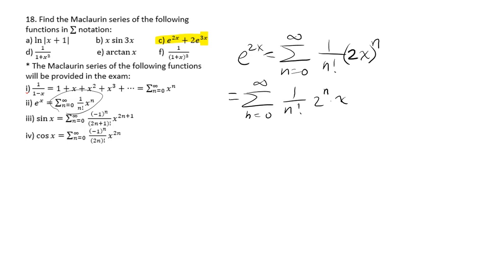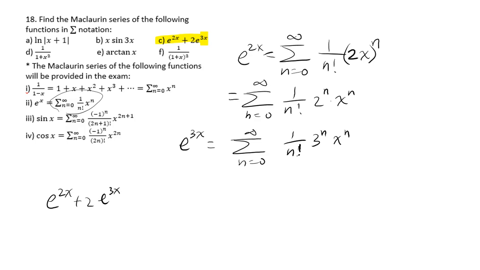2 to the n times x to the n. And then, by the same way, if this was 3 instead of 2, you would be getting sigma n from 0 to infinity of 1 over n factorial 3 to the n x to the n. Okay. Now, what does that mean if I have e to the 2x plus 2 e to the 3x?